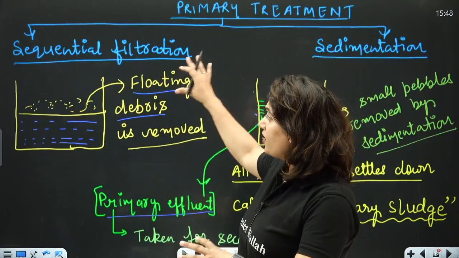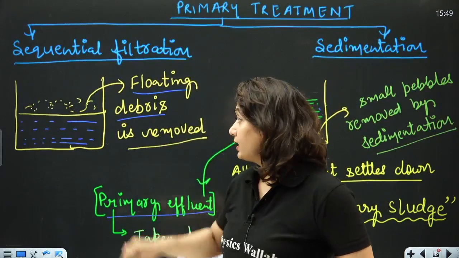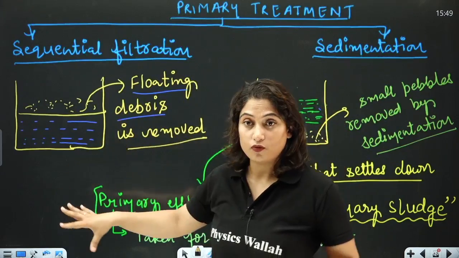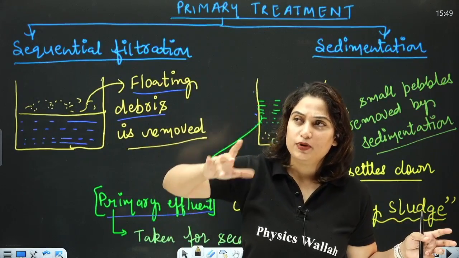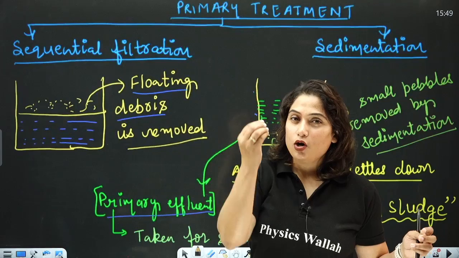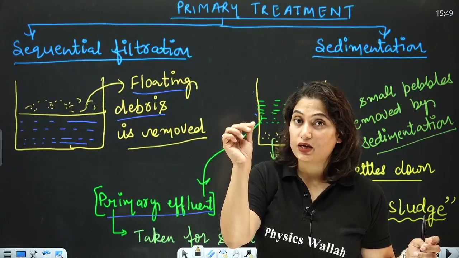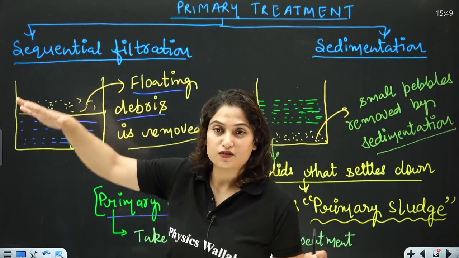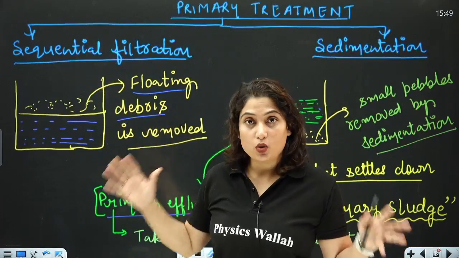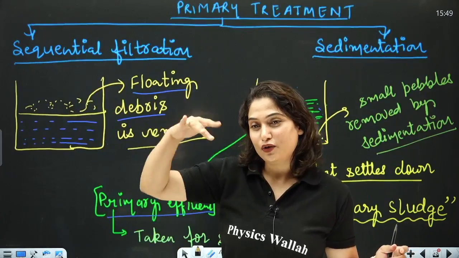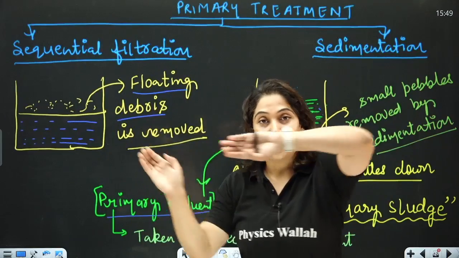Now, what is sequential filtration? During sequential filtration, the floating debris is removed. What is floating debris? Like pieces of polythene, lightweight physical impurities which are floating on the surface of water, like plastic bottles, like polyethylenes. During sequential filtration, these kinds of floating physical impurities are removed.